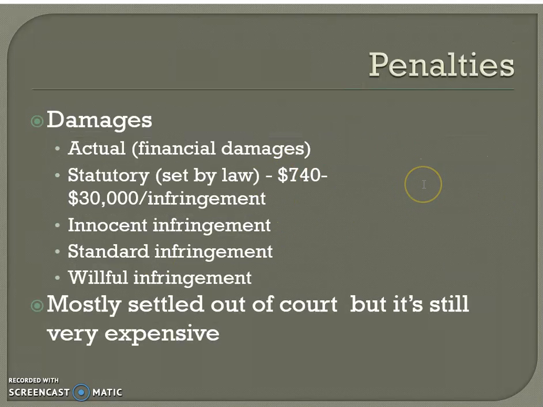And then penalties. The damages, there are actual financial damages, statutory set by law, can range anywhere from $740 to $30,000 per infringement. There's also innocent infringement, which is a different level, standard infringement, and willful infringement. So it depends on what level the violation is as to how much the financial damages are. And most copyright cases do end up settling out of court, but it is still very expensive.